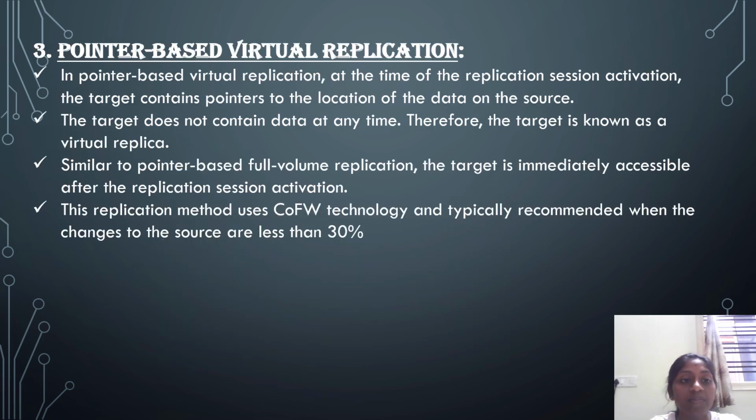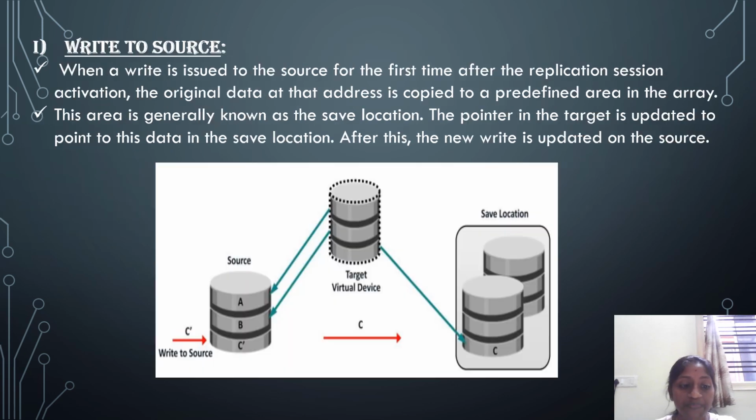The third one, pointer-based virtual replication. In pointer-based virtual replication, at the time of the replication session activation, the target contains pointers to the location of the data on the source. The target does not contain the data at any time. Therefore, the target is known as the virtual replica. Similar to pointer-based full volume replication, the target is immediately accessible after the replication session activation. This replication method uses COFW technology and it is typically recommended when the changes to the source are less than 30%.